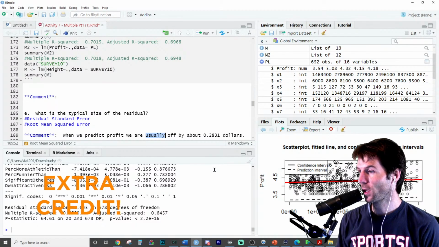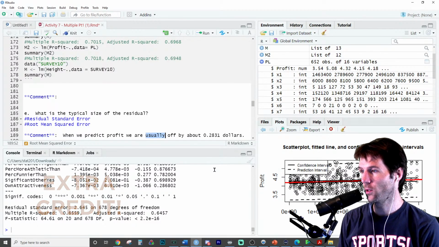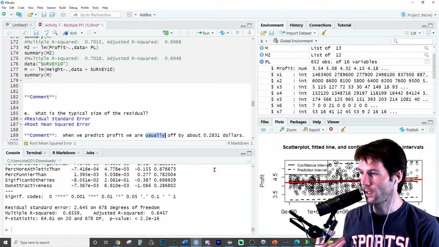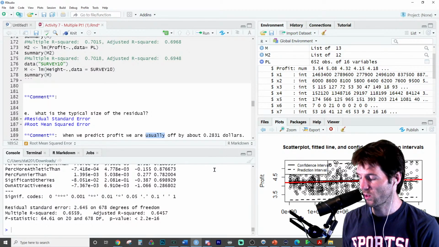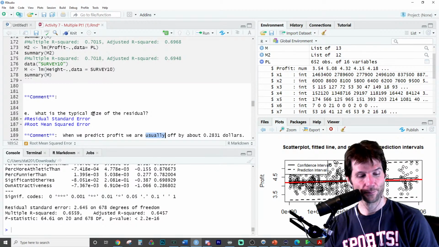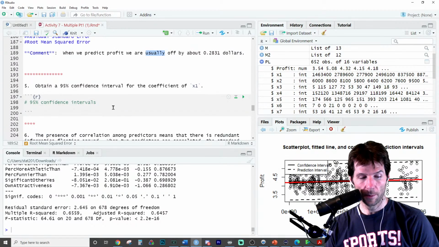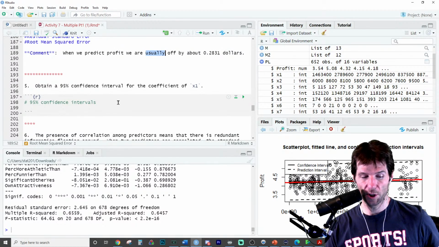So we want to say it's expected or predicted or usually, things like that. Expected is fine too. We expect to be off by about this much. That's not saying we will, but we expect. Exactly. Obtain a 95% confidence interval for the coefficient of x1.